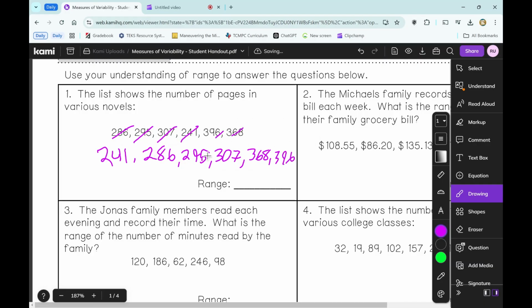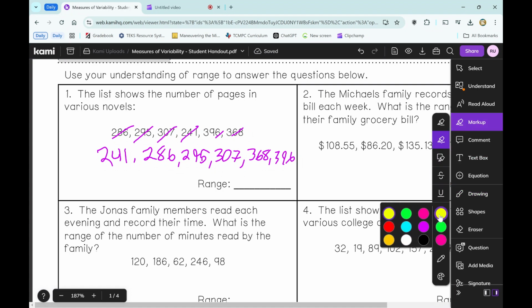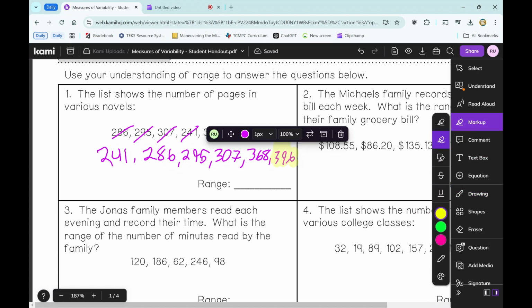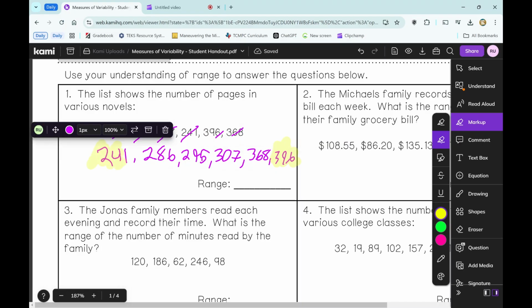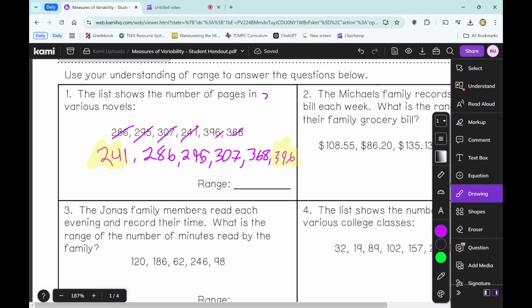Here I have all of my numbers in order. So we are actually going to be looking for the least and the greatest. So here, my greatest is 396, my least is 241. To find the range, I actually have to subtract these two. So I get 396 minus 241. So in this case, when I subtracted these two, I get my range of 155.